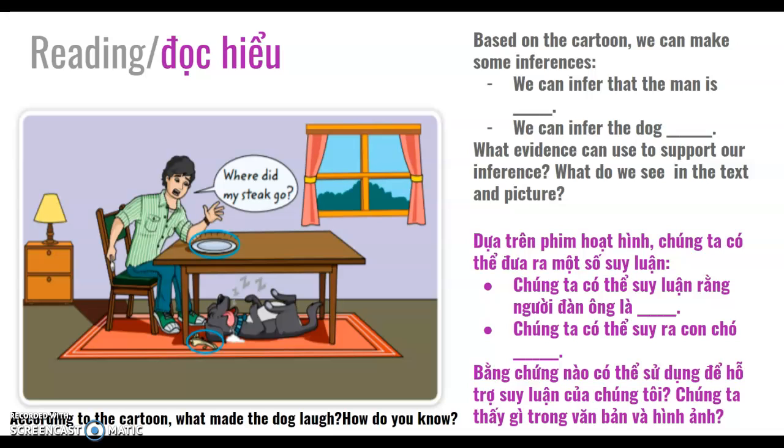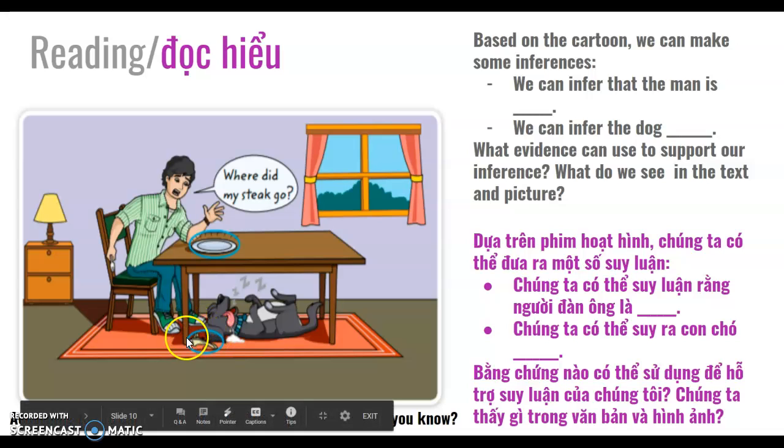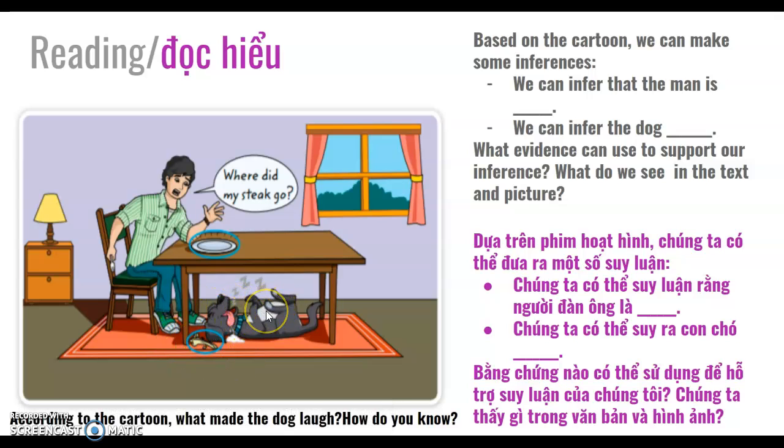How do we know that? Look for your evidence. The bones are sitting right next to the dog. He's laughing. His stomach is poked out. All pieces of evidence to show that the dog more than likely ate the steak.